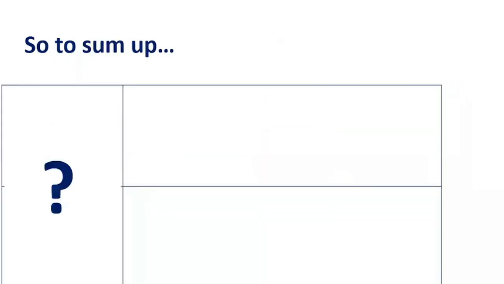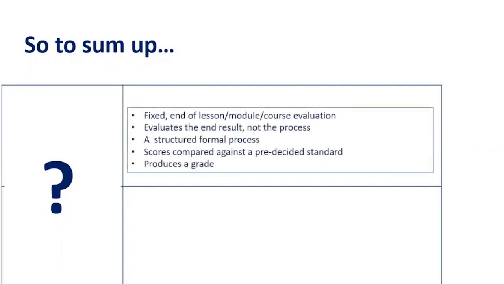So let's see if you got it all clear. Look at the table here. I'll provide you with the main features of assessment of learning and the main features of assessment for learning, and you decide which is which. Ready? All right. This is the first one. Please read it carefully. Fixed end-of-lesson or course evaluation. Evaluates the end result, not the process. A structured, formal process. Scores compared against a pre-decided standard. Produces a grade. The focus is on a grade.